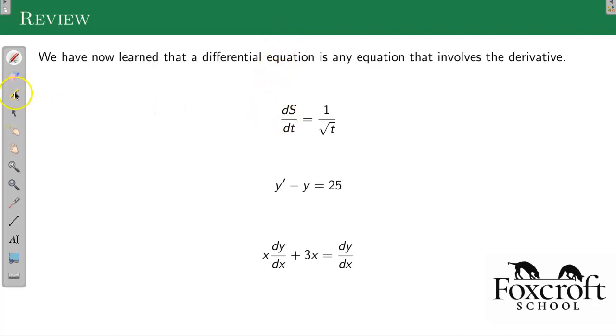Sometimes we'll see it with the Leibniz notation, ds/dt, the change in s over the change in t. Sometimes we'll see the prime notation. Right here we also have another Leibniz notation, dy/dx. All these represent derivatives and they're in this equation, so they're differential equations.